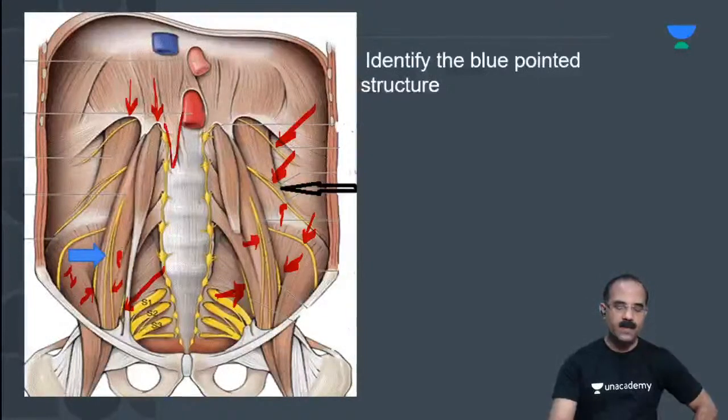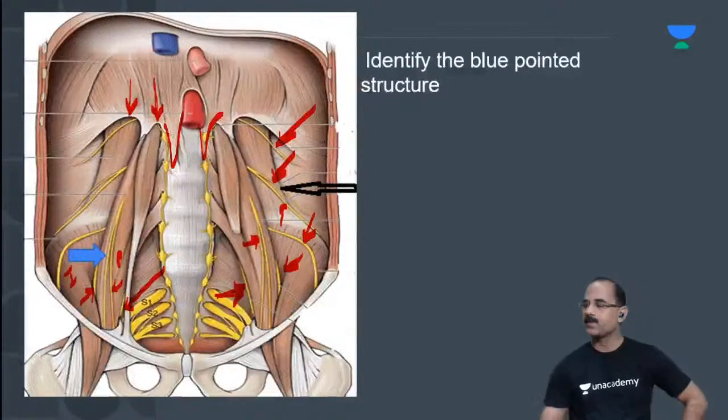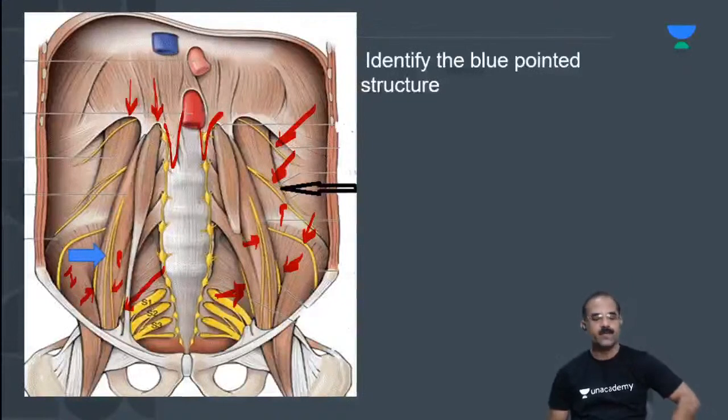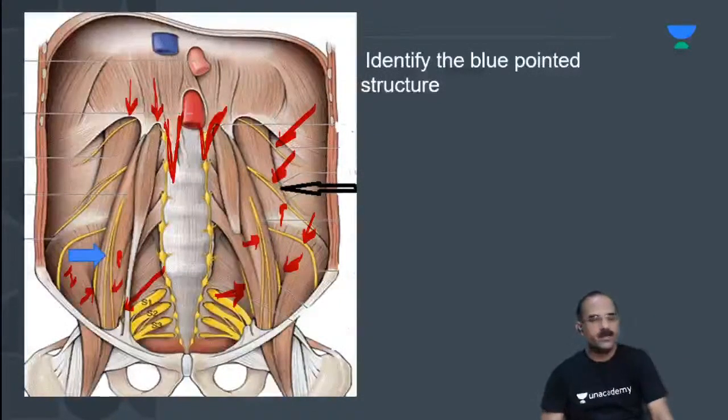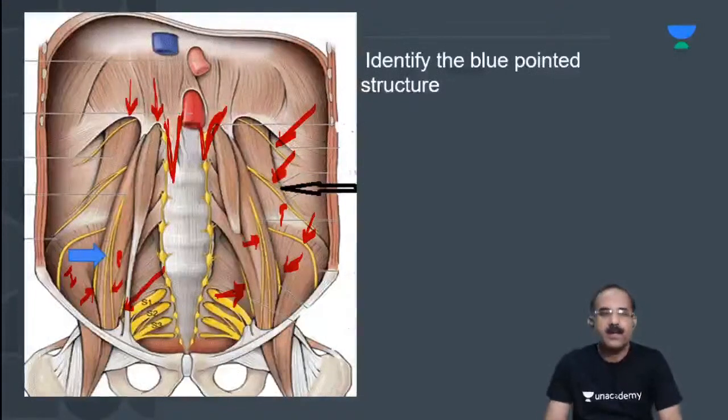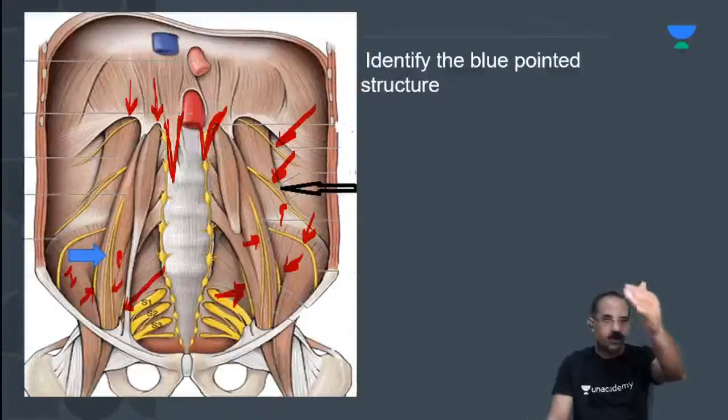What is this and what is this? If you can answer this. What is this? What is this and what is this? This is the right crus of the diaphragm, and that's the left crus of the diaphragm. The right and the left crus of the diaphragm. Quickly tell me, the crus of the diaphragm are derived from what?